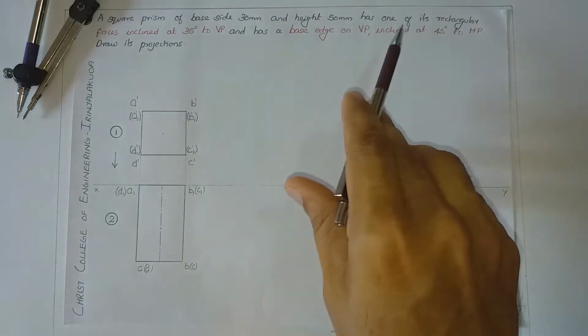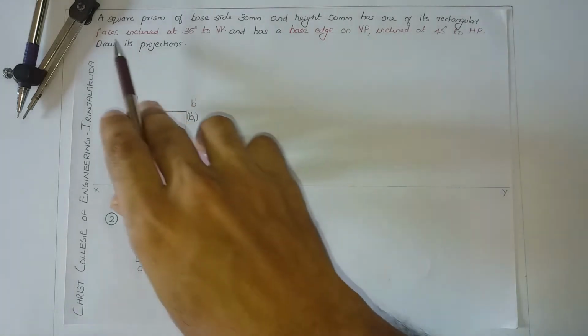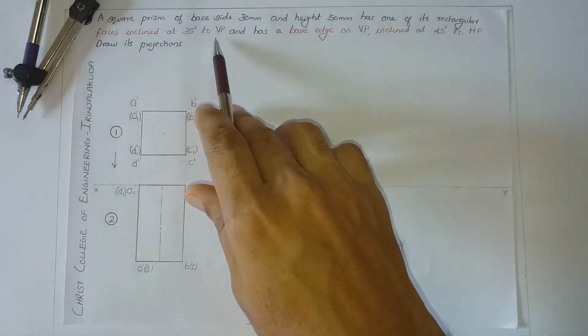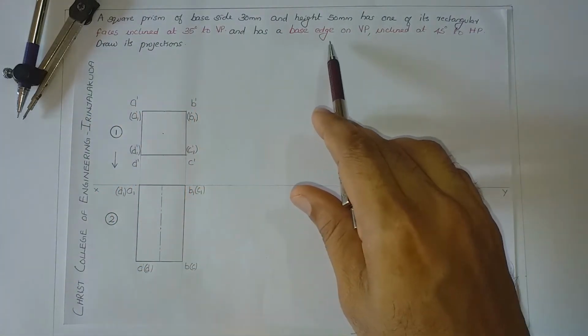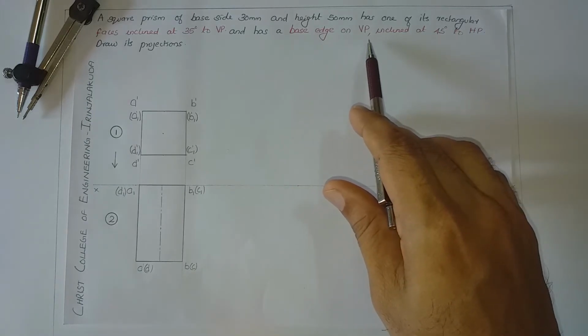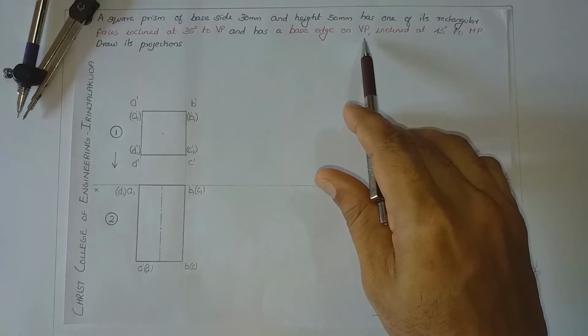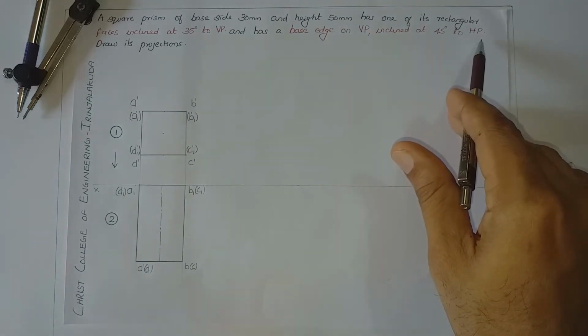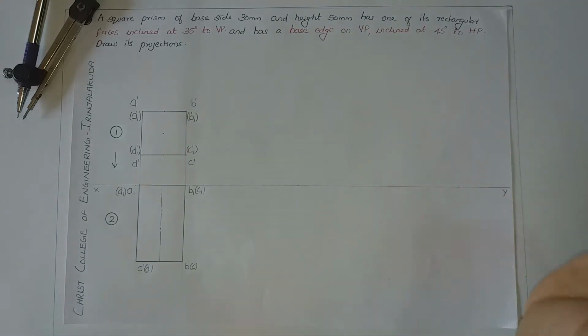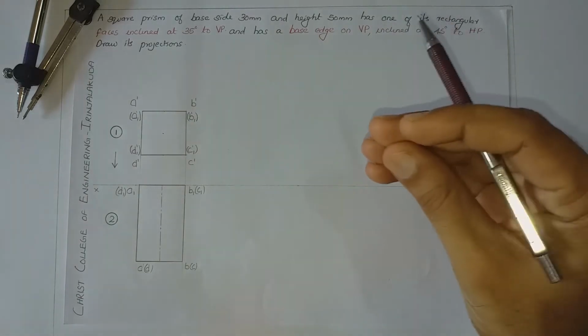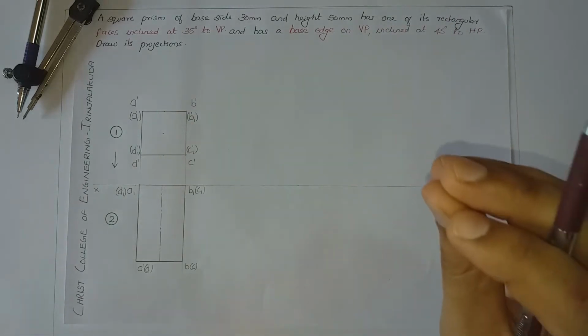It has got two inclinations. One is the inclination for the rectangular face, which is 35 degree to VP. Another one is the inclination for the base edge, which is on VP, inclined at 45 degree to HP. So here also we have got two inclinations, and we have to take a decision which inclination is to be applied first.